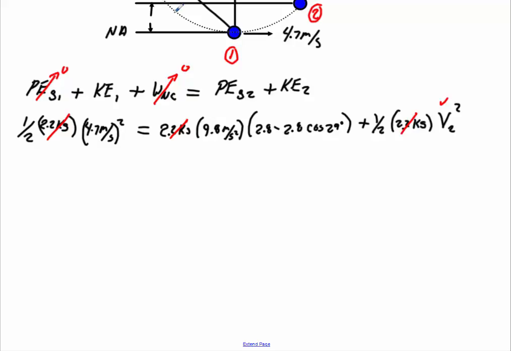And I will have 1/2 times 4.7 meters per second squared. Okay, I'm going to simplify this side over here. First thing I'm going to do is see what we can do with the 9.8. We'll simplify this. We'll have 9.8. I will go ahead and pull out a 2.8. Actually, we'll do the math. We'll just leave it like that. It doesn't matter.